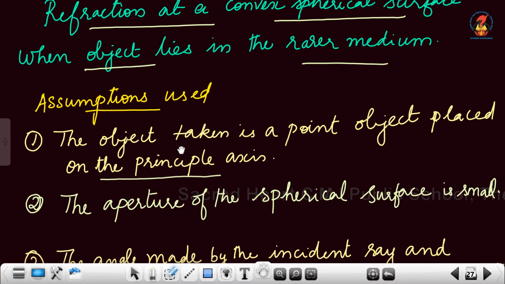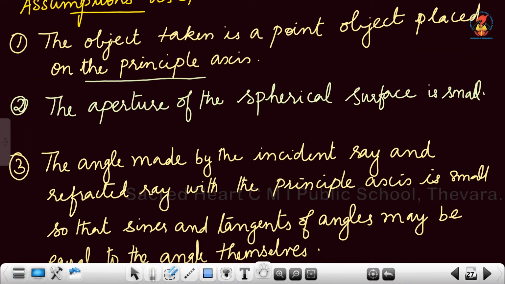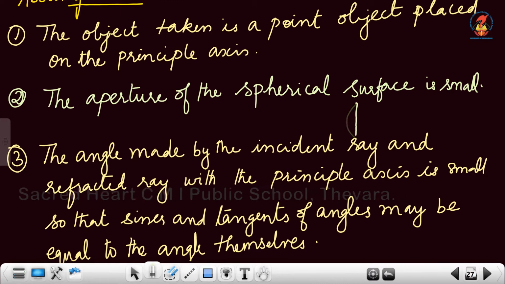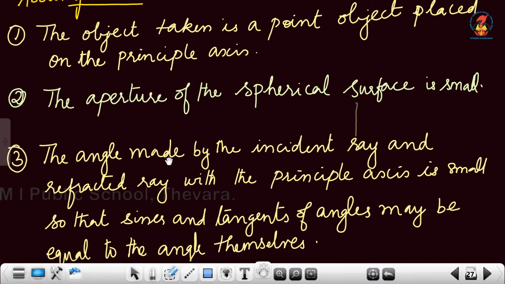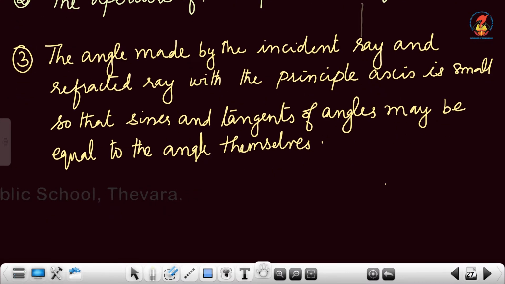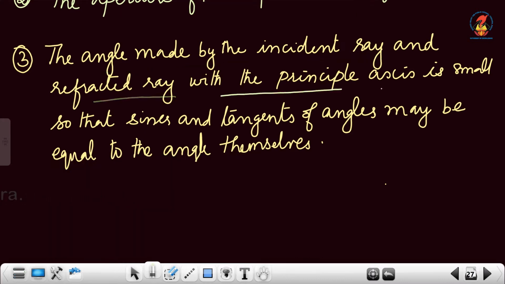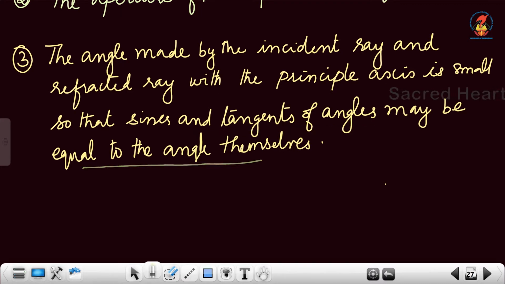Second assumption is the aperture of the spherical surface. You know what is the aperture, isn't it? Aperture means the diameter of the spherical surface is considered to be very small. And the third and the most important assumption made is the angle made by the incident ray and the refracted ray with the principal axis is very small, so that sine and tangent of the angles may be taken as equal to the angle themselves.